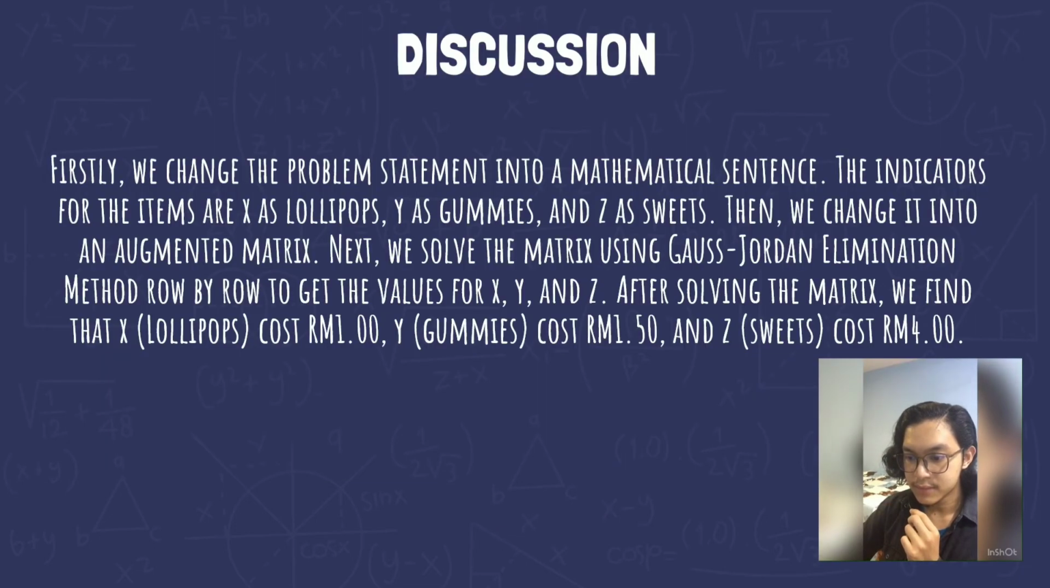Next, for the discussion, firstly we change the problem statement into a mathematical sentence. The indicators for the items are x as lollipops, y as gums, and z as sweets. Then we change it into an augmented matrix. Next, we solve the matrix using the Gauss-Jordan elimination method row by row to get the values for x, y, and z. After solving the matrix, we find that x, for lollipops, costs 1 ringgit, y for gums costs 1 ringgit and 50 cents, and z for sweets costs 4 ringgit.